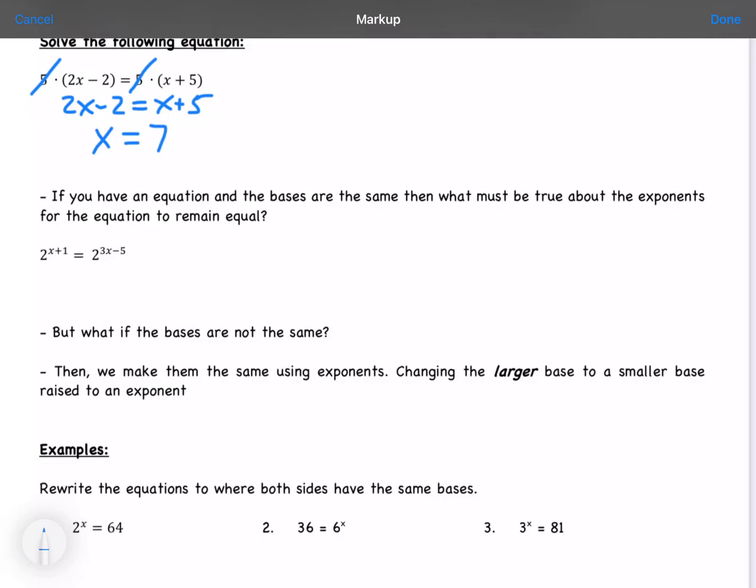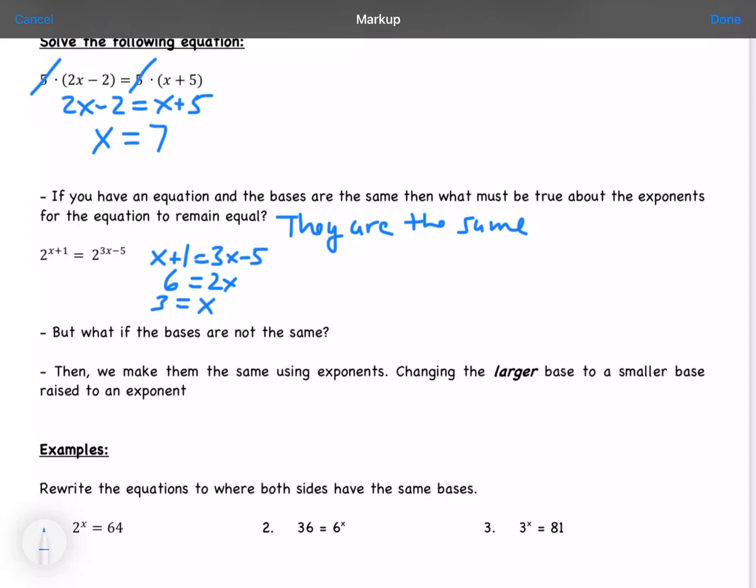So if you have an equation and the bases are the same, then what must be true about the exponents for the equation to remain equal? They have to be the same. So when you have 2 to the x plus 1 equals 2 to the 3x minus 5, then we can say x plus 1 equals 3x minus 5. And so when we would solve that, we would end up with subtracting x and adding 5 to both sides, and we'd end up with x equals 3.